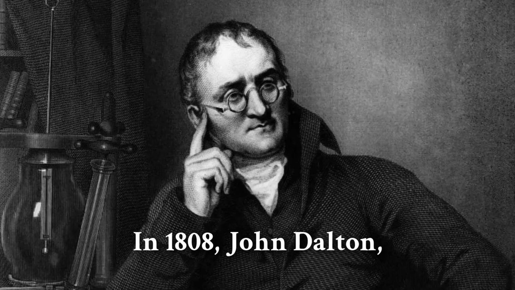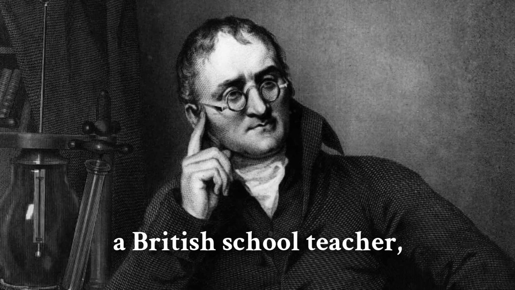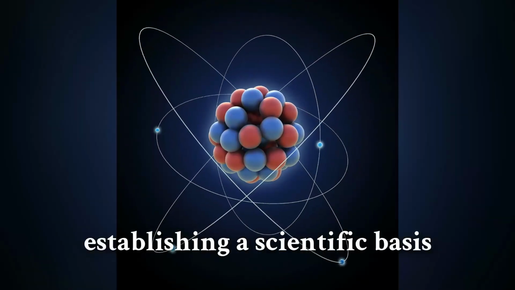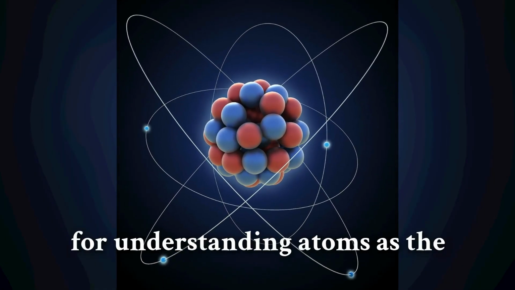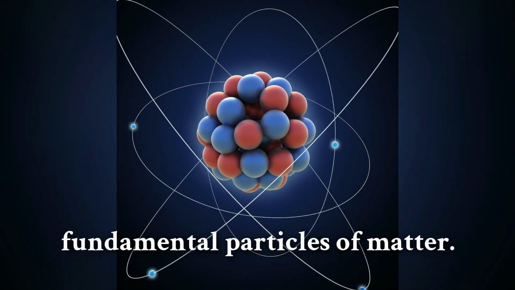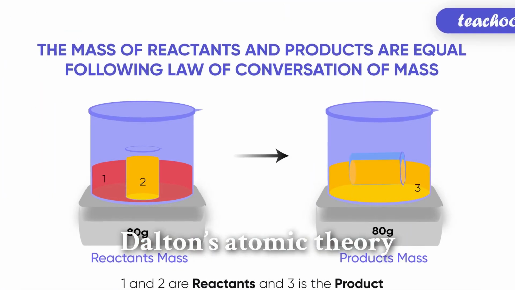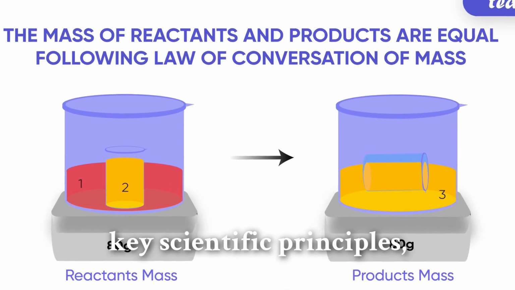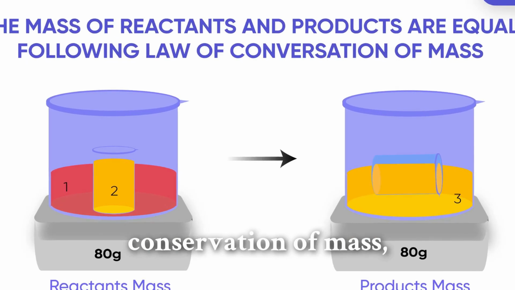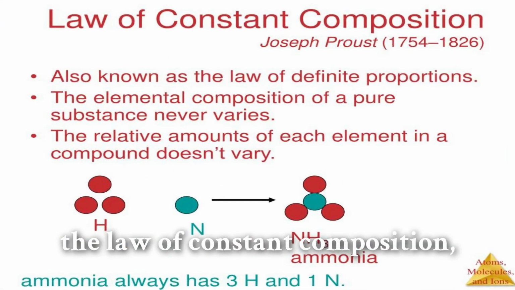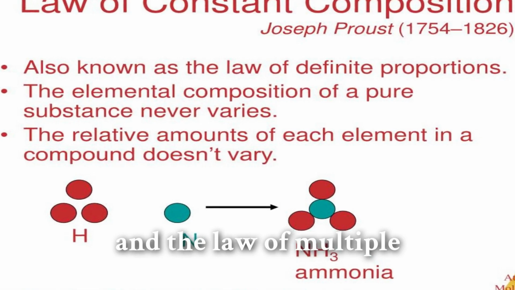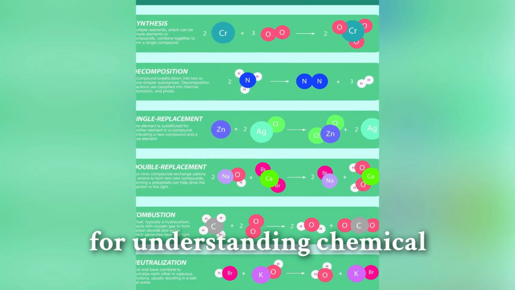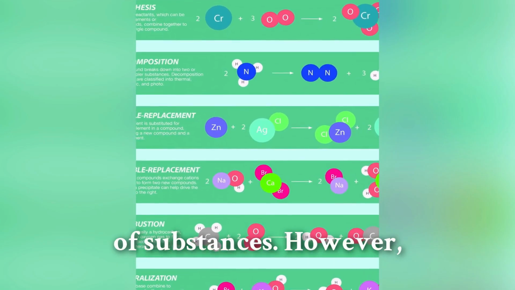In 1808, John Dalton, a British schoolteacher, introduced the atomic theory of matter, establishing a scientific basis for understanding atoms as the fundamental particles of matter. Dalton's atomic theory effectively explained several key scientific principles, including the law of conservation of mass, the law of constant composition, and the law of multiple proportions. These laws provided a framework for understanding chemical reactions and the behavior of substances.